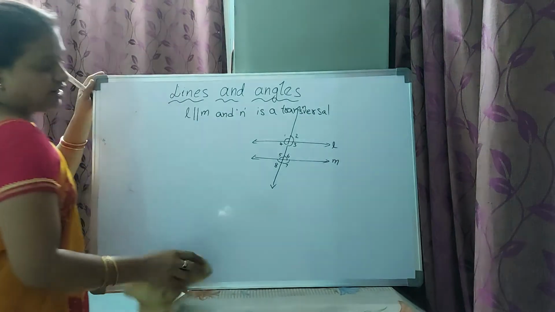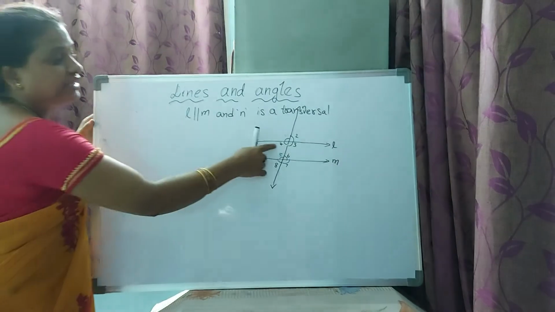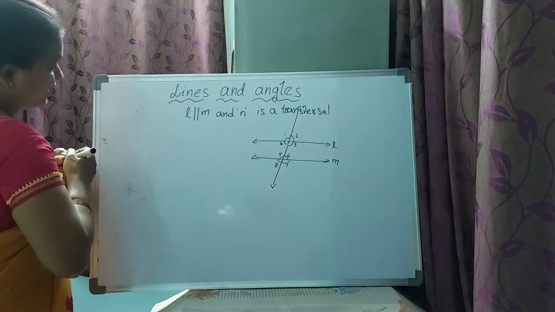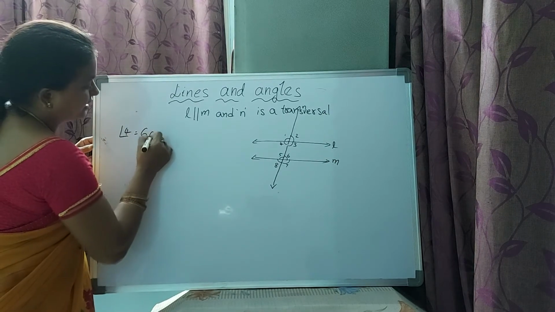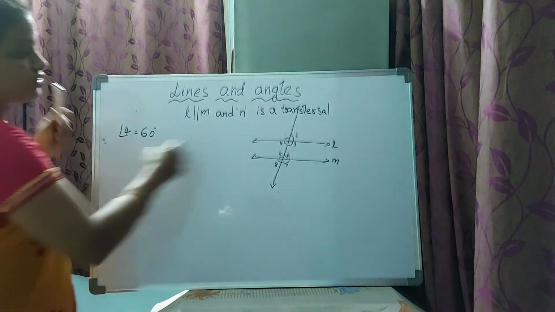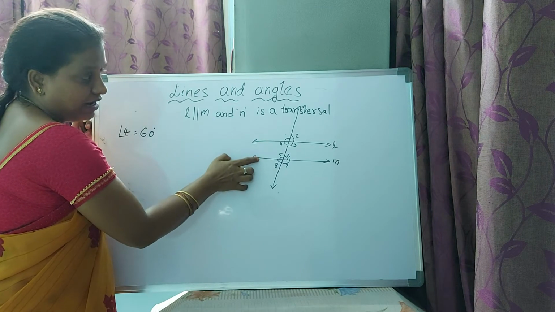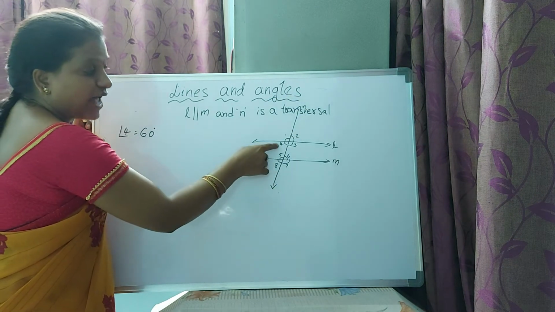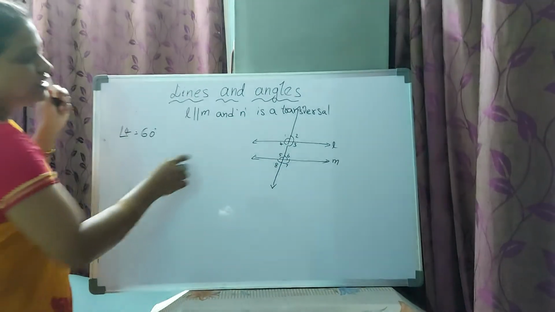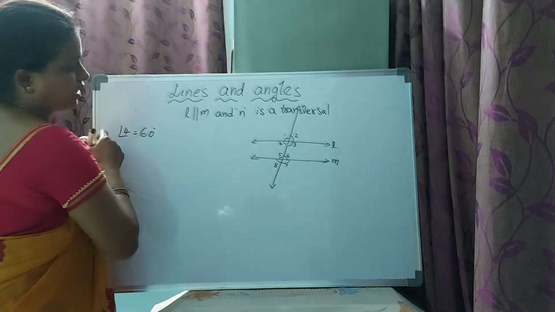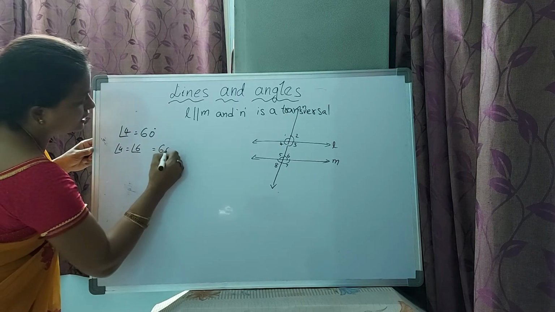When two lines are parallel, if they give only one angle, we can find all the remaining angles. See, for example, angle 4 is 60 degrees. What about the remaining angles? When two lines are parallel, N is a transversal. If angle 4 is 60 degrees, how can you find the remaining angles? We can find easily. See here, alternate interior angles are equal. Angle 4 is equal to angle 6. That is equal to 60 degrees.